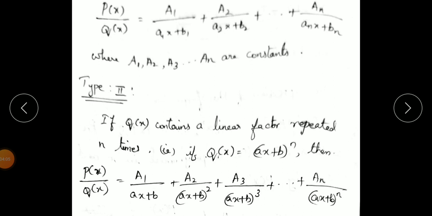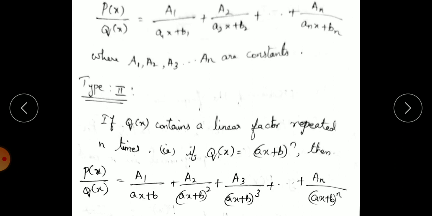So first we have to find whether it is a proper or improper fraction. If it is a proper fraction, then next we have to find whether it has non-repeated linear factors, then we should use this method: A by (x plus a), B by (x plus b), C by (x plus c) and so on, likewise. Here I have given A1, A2, An.